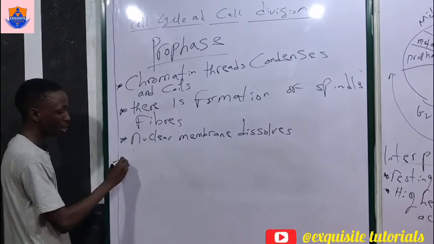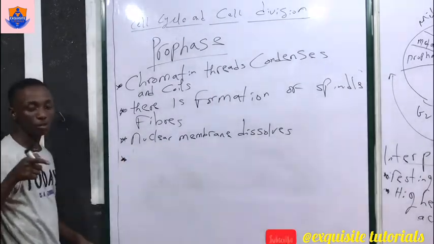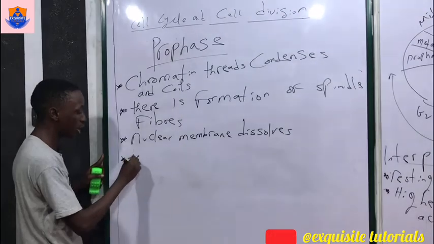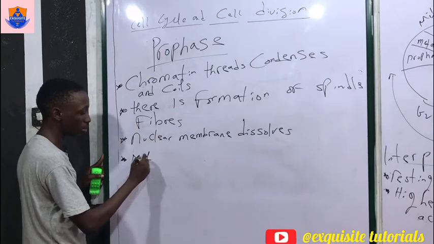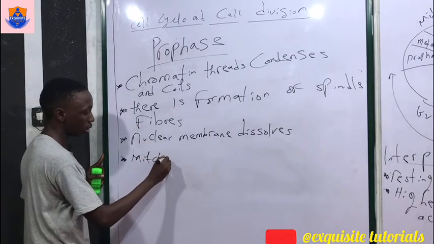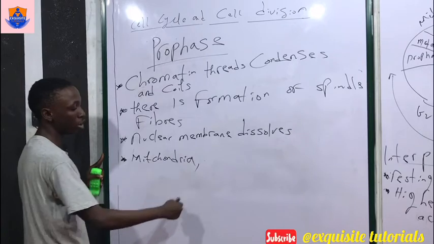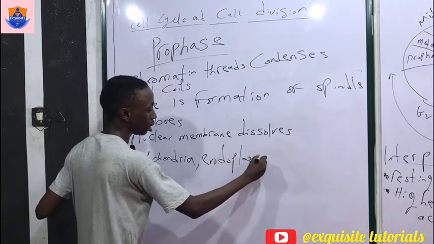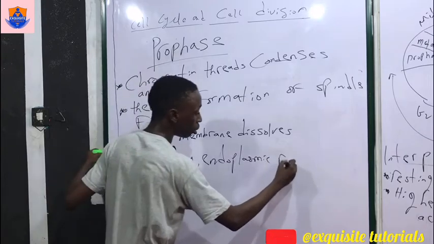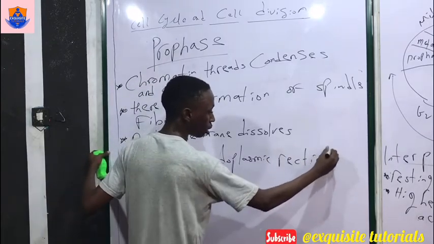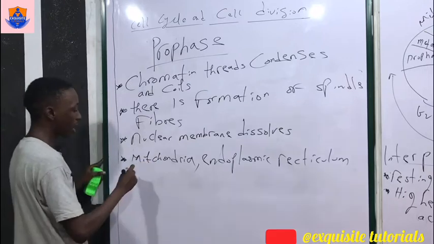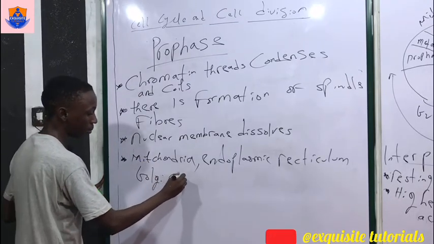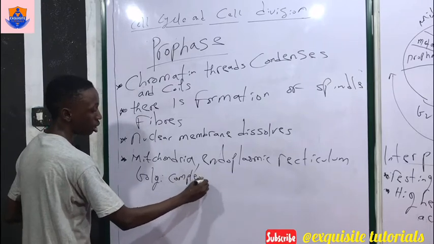Then at the end of prophase, the following organelles will be absent: the mitochondria, the endoplasmic reticulum, and the Golgi complex would be absent.